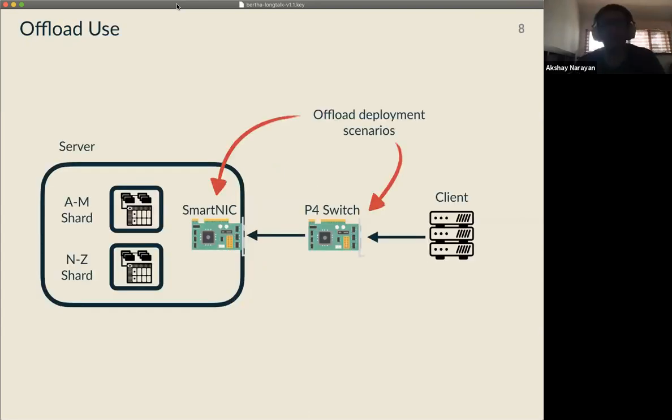So let's start by seeing how the use of hardware offloads for an application's development and deployment plays out in an example application. Our server in this example application, which let's say is a key value store, has two shard processes, and each shard is responsible for half of the alphabet in terms of incoming requests.